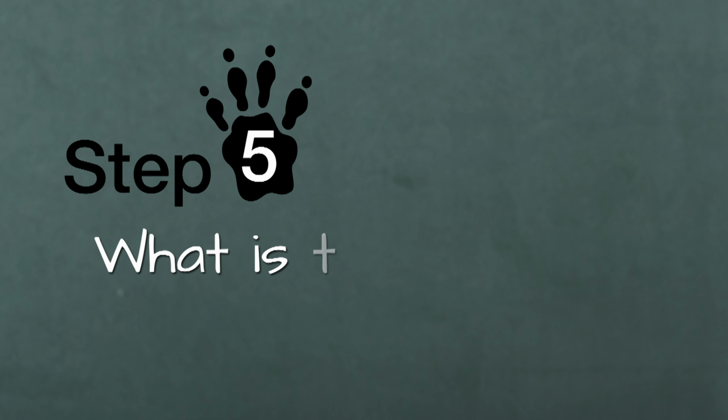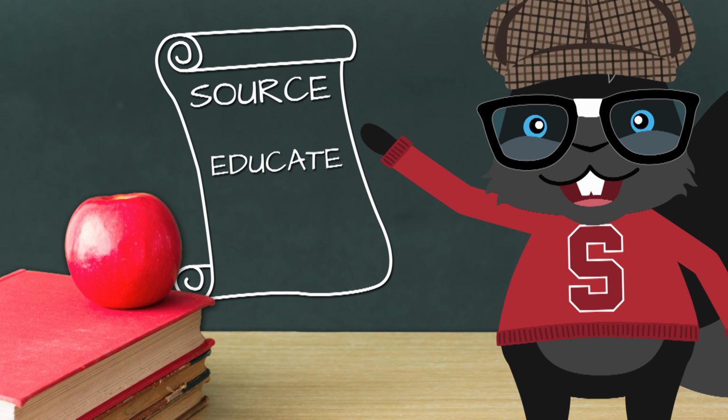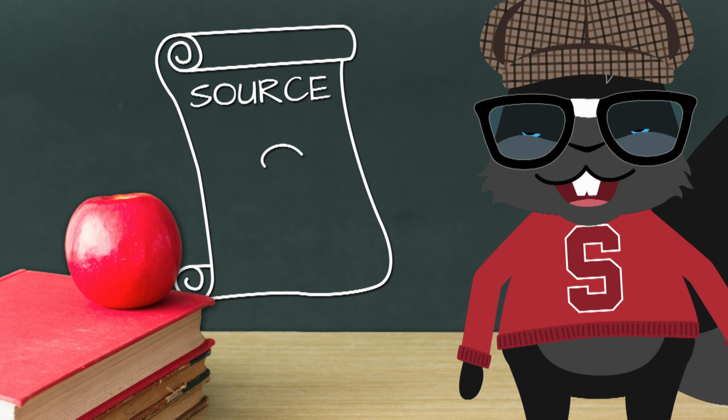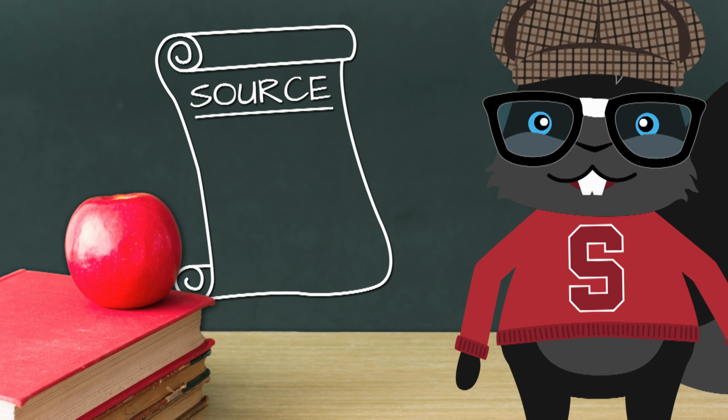Step 5. What is the purpose of the source? Is it trying to educate? Provide factual information? Influence? Sell something? You can still use the source as long as you acknowledge its bias or perspective.